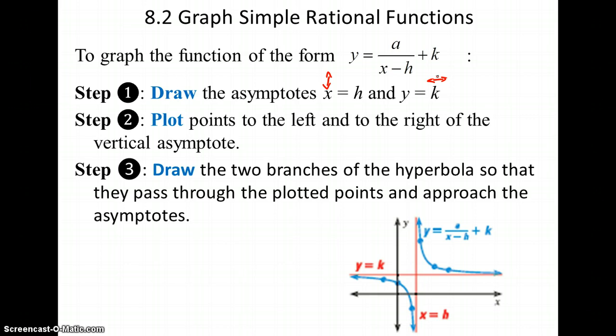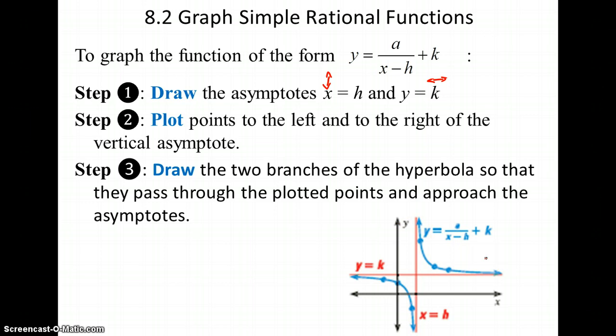Every general form will kind of look like this. So we'll have our vertical asymptote, and our horizontal asymptote. And then we'll just pick probably 3 points on each side, maybe 3 here, 3 there, and then we'll graph them from there.